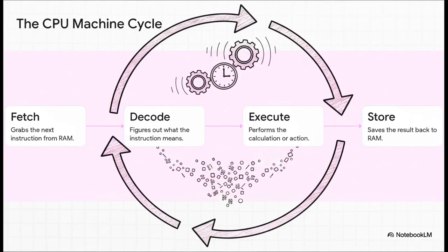And to get anything done, the CPU is constantly doing this little 4-step dance. It fetches an instruction from RAM, it decodes it to figure out what to do, it executes the command, and then it stores the result right back into RAM. Fetch, decode, execute, store. Over and over, billions of times, every single second. All kept in perfect rhythm by an internal clock. It's just this incredibly fast and efficient loop.